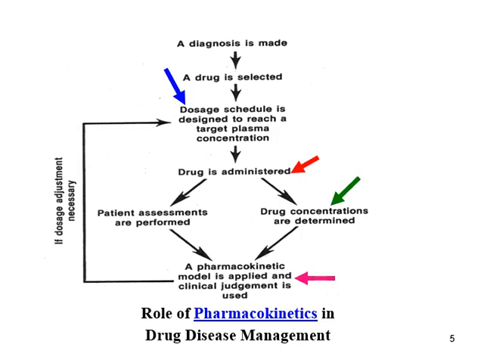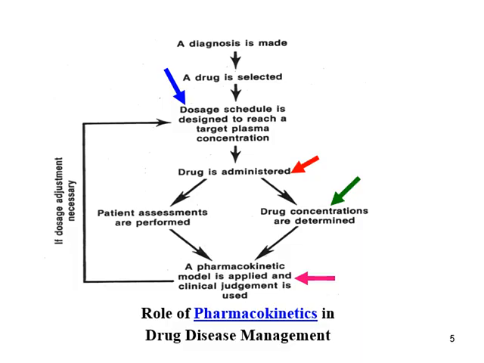Actually, the flow chart here shows the role of pharmacokinetics in drug disease management. Let's look at the flow chart. Start from the top: a diagnosis is made by a healthcare provider. Then a drug is selected according to that diagnosis. Then you need a dosage schedule, okay? The dosage schedule is designed to reach a target plasma concentration. That's a must. And according to that, the drug is administered to the patient.